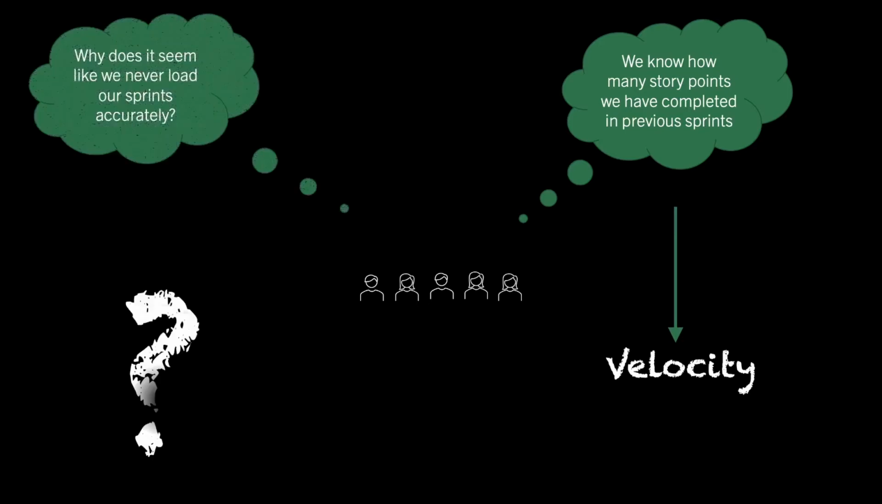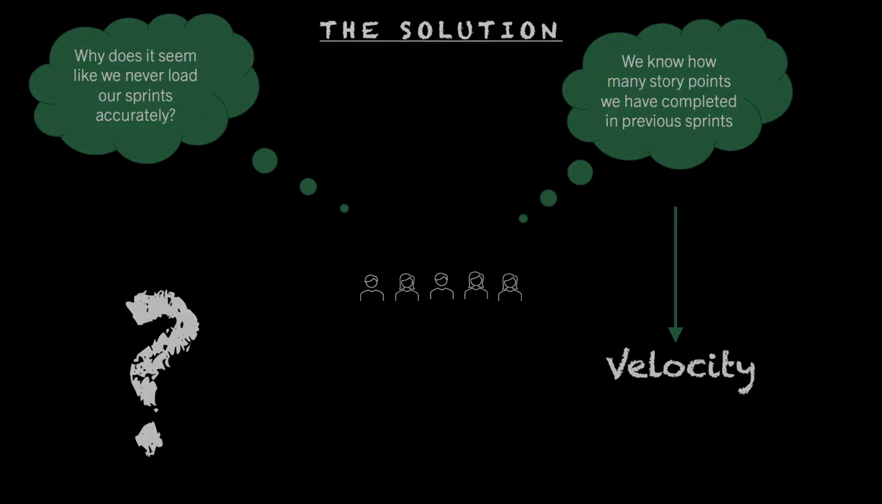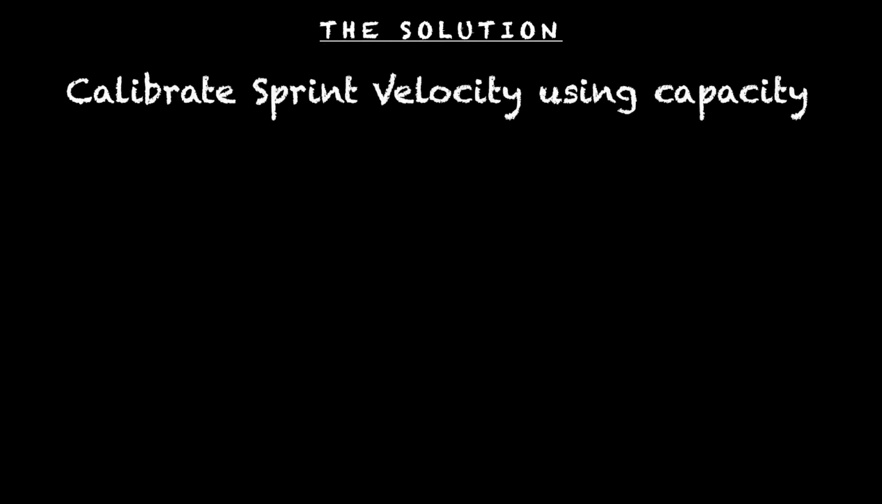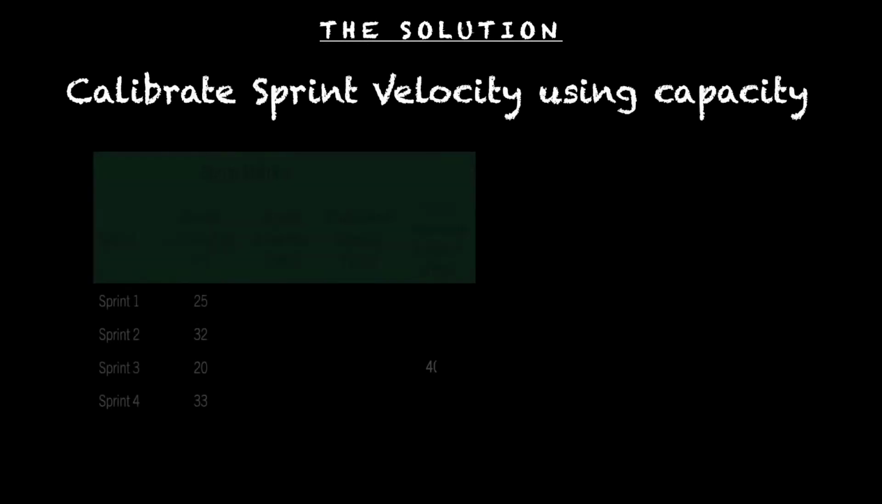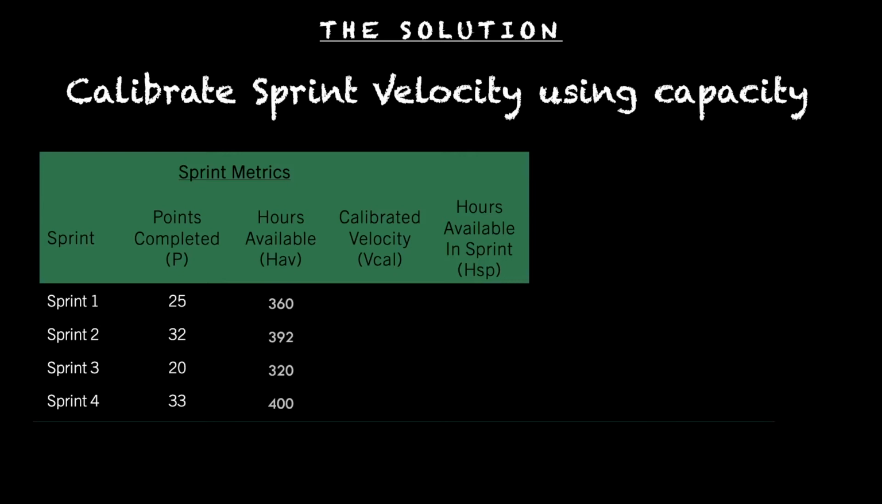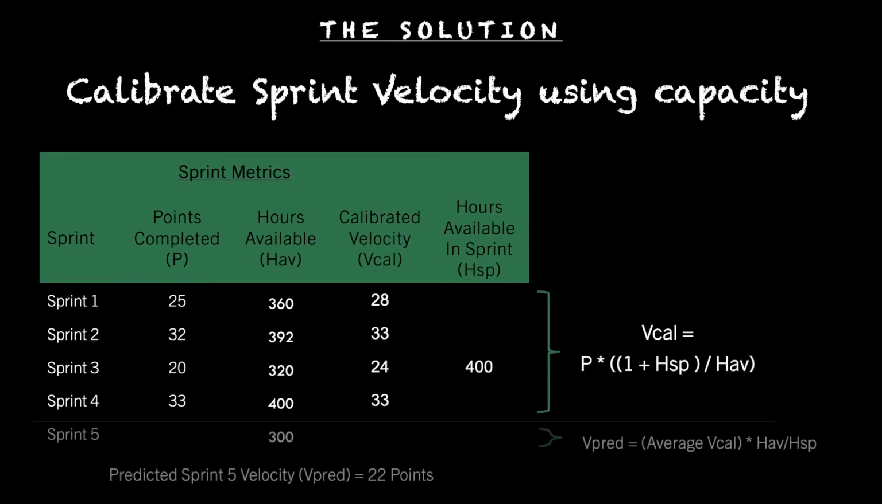But this may be one of the reasons that they continually struggle to complete all of the stories in their sprints. The solution is simple. Calibrate sprint velocity using capacity data. Basically, the team's available hours to perform backlog work will vary each sprint due to factors like personal time off, training, and intermittent external support. The recorded sprint velocity is then adjusted to reflect what it would have been if all of the hours available in the sprint time box were fully utilized. Now, knowing the amount of time the team expects to have available during the new sprint, these calibrated values can be used to calculate the predicted velocity for the new sprint.